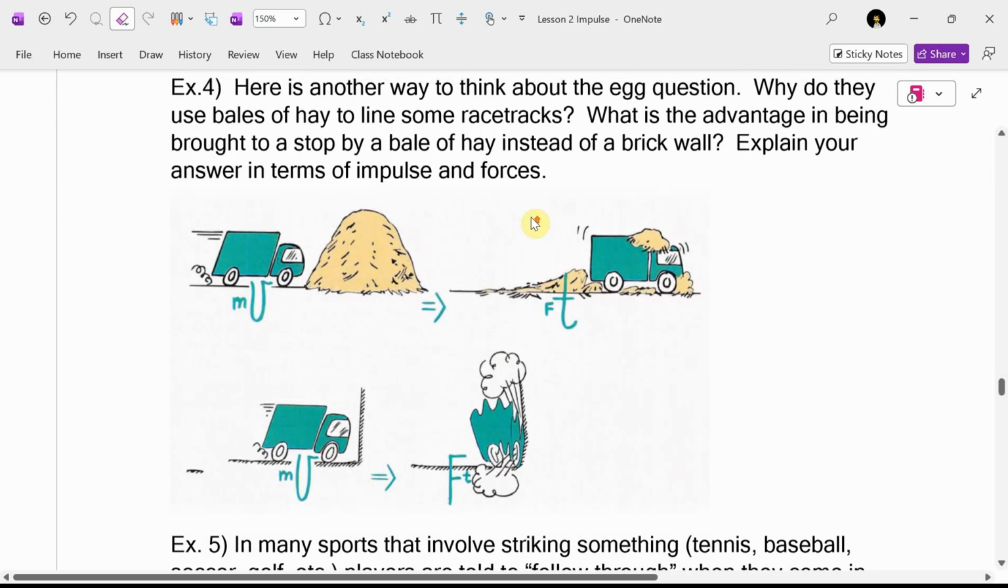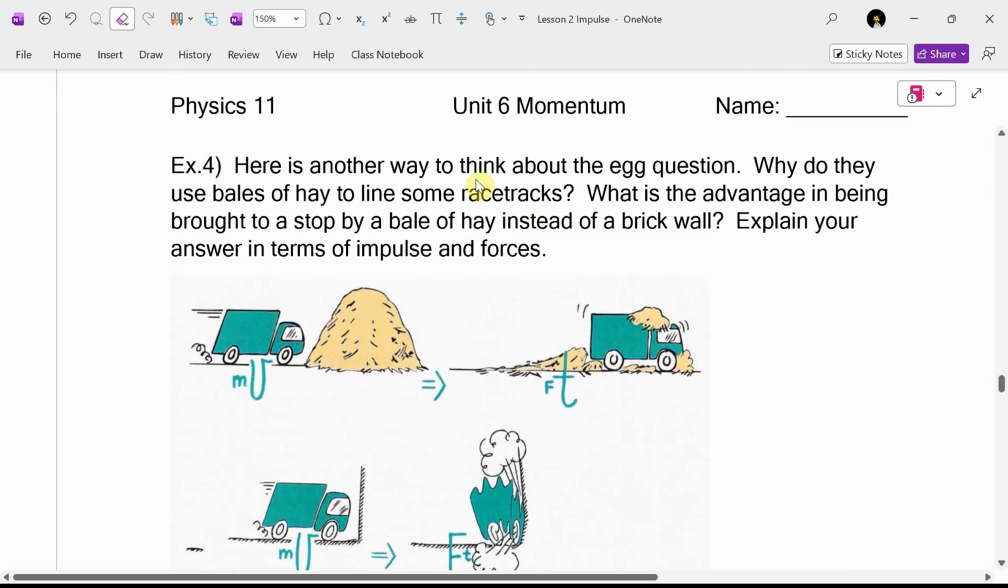Example 4, here's another way to think about the egg question. Why do they use bales of hay to line some racetracks, especially motorcycle racetracks? What do the bales of hay do? But so does a brick, also slows you down. Smoother isn't the physics word. Which variable are they changing? Okay, again, here's what I said. With a bale of hay, t gets bigger, F gets smaller. With a brick wall, time gets smaller, F gets bigger.